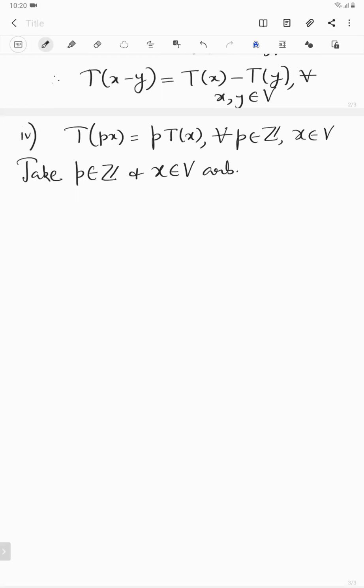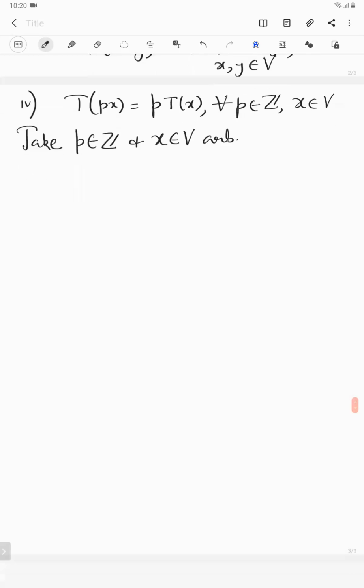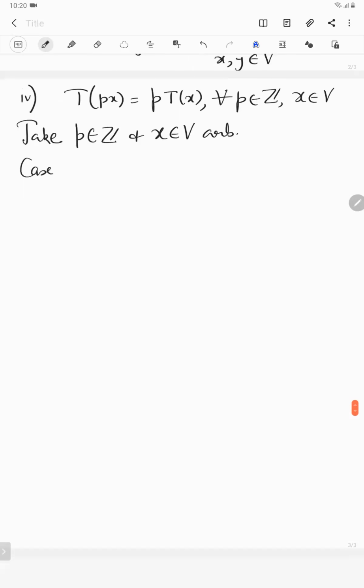In first part, we shall take p equal to 0. In second part, we shall assume p to be a positive integer. And finally, we shall prove that the same result is true when p is a negative integer. So collectively, we can say that for any p an integer, t of px is equal to p of tx. So in the case first, we assume p to be equal to 0.